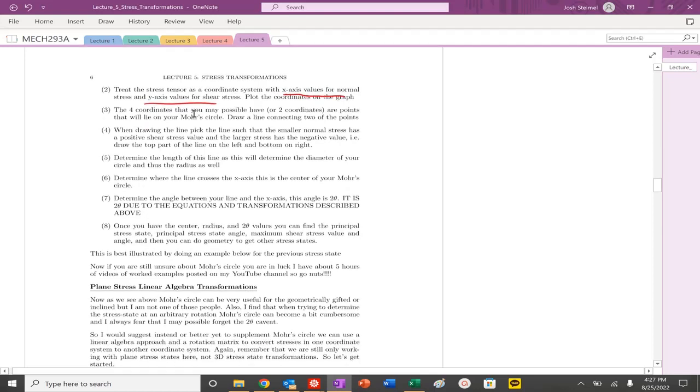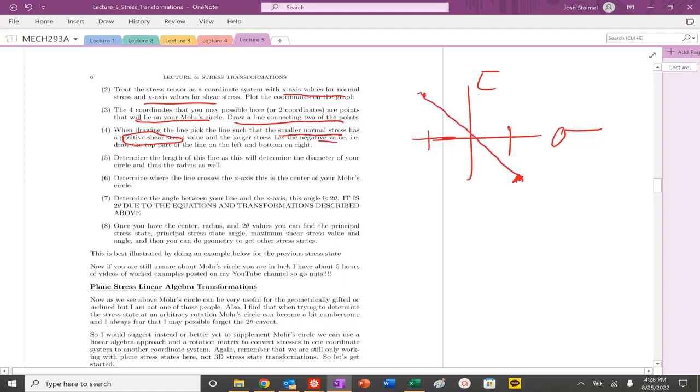Plot the coordinates in the graph. You're going to have 4 points, but 2 coordinates, and they're points that are going to lie on your Mohr circle. And you're going to draw a line connecting the points. When you're picking your line, pick it such that the smaller normal stress value has a positive shear stress value. So in your generic plot, tau versus sigma, you want to pick your point where the smaller value here has a positive value here. And then you want to draw the larger normal stress value with a negative value of shear. We're going to go through an example of this, but we want to draw a line like this.